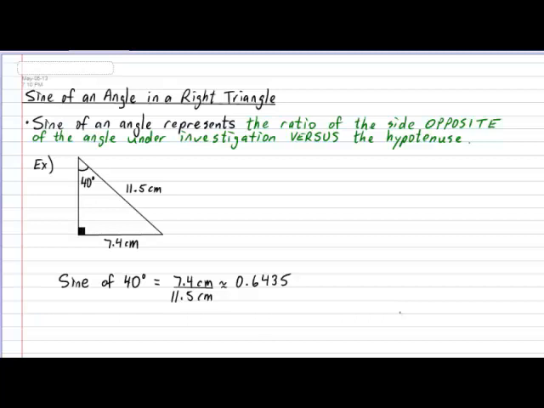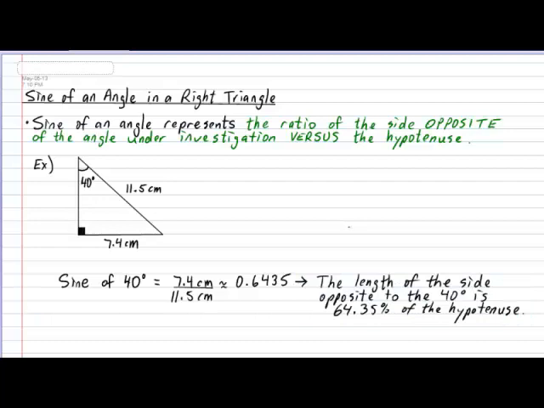0.6435. Now, what does this 0.6435 mean? Well, this is quite simple. It means that the length of the side that is opposite to the 40-degree angle is approximately 64.35% of the length of the hypotenuse.